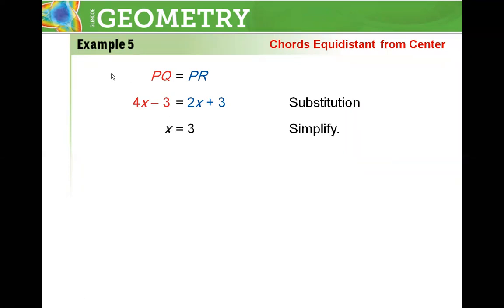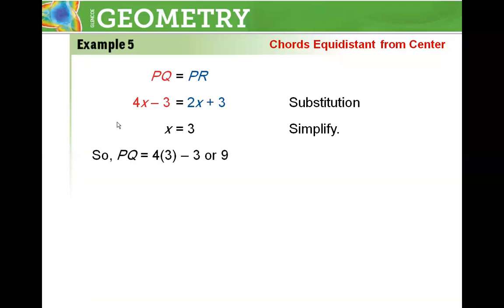Then BQ equals BR, so 4x minus 3 equals 2x plus 3. X will be equal to 3. We find the value of X.